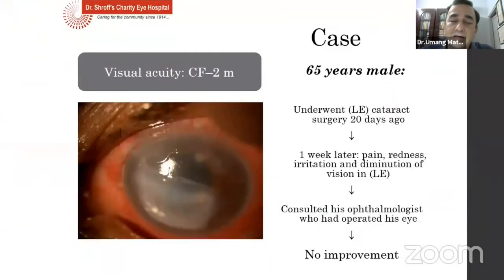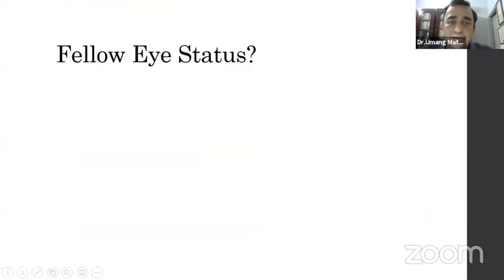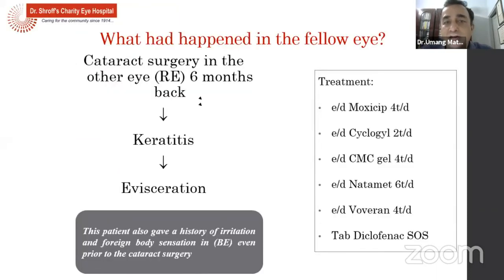And a similar case, this was another patient who presented to us post-cataract surgery 20 days prior with an epithelial defect and clean base, complaining of pain, redness, irritation after cataract surgery. What's the fellow eye status? It was an empty socket. What had happened in this eye? Had a cataract surgery 6 months back, again had keratitis and was eventually eviscerated.